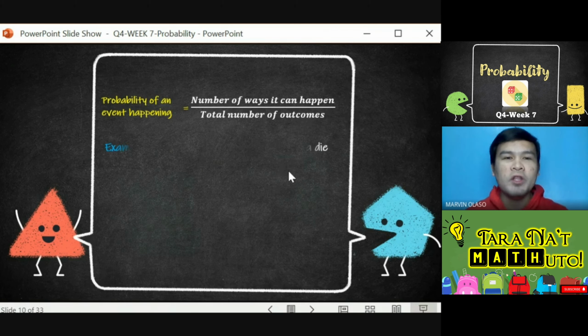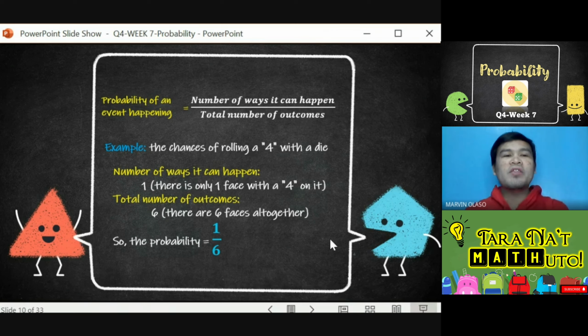Let's have an example. Number 1. What is the chance of rolling a 4 with a die? Okay, meron tayong die. Siyempre, 6 faces yon, no? Ano daw ang chance na lalabas ang 4? Okay, now, there are number of ways it can happen.